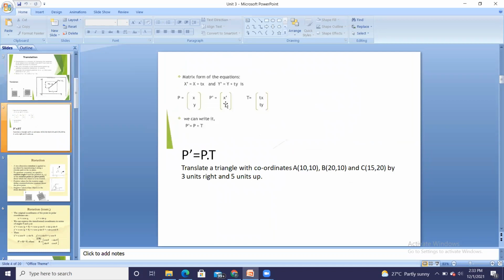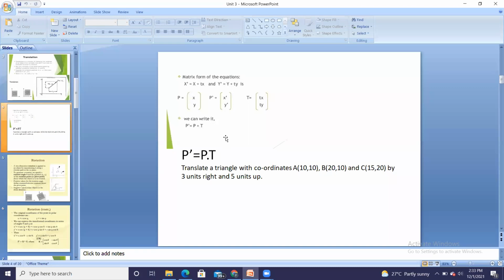So the simple matrix form is, if I want to get x dash and y dash, then I will add x with tx and y with ty. So the easy expression is P dash is equal to P plus T, but it actually does not give you the actual result, or every time you have to consider pixel by pixel. Instead of that, what we can do is make use of the homogeneous coordinate system, in which a two-dimensional entity is represented in a 3 by 3 matrix.